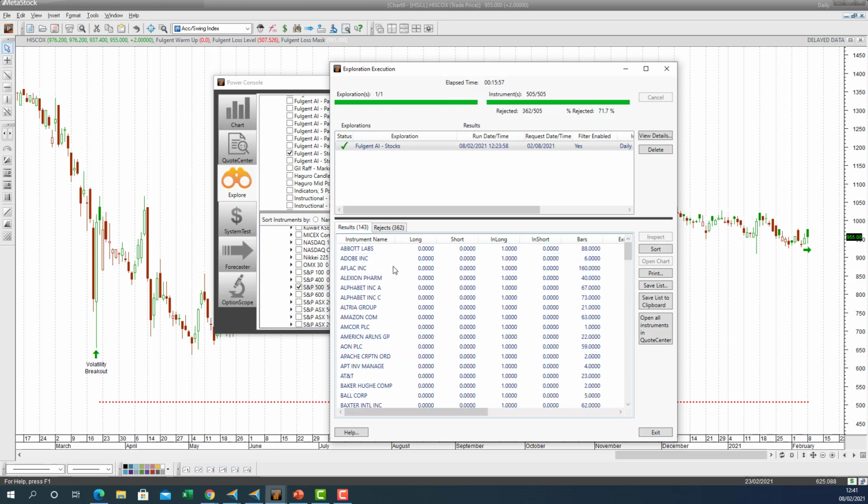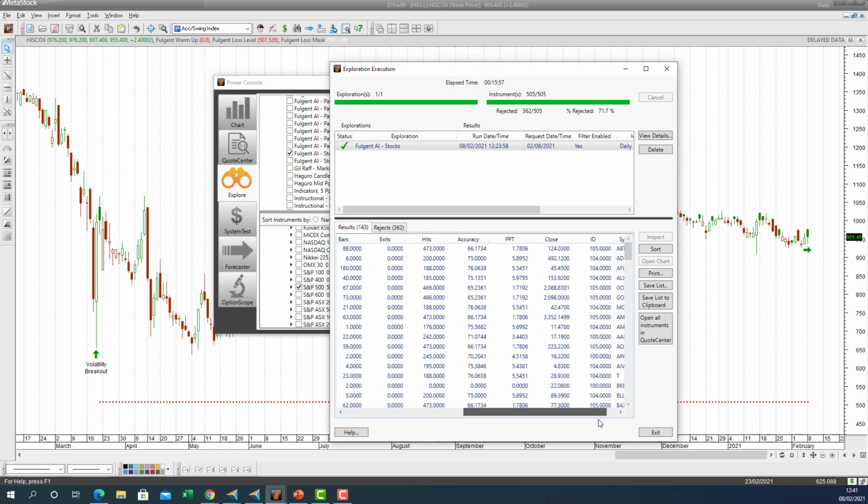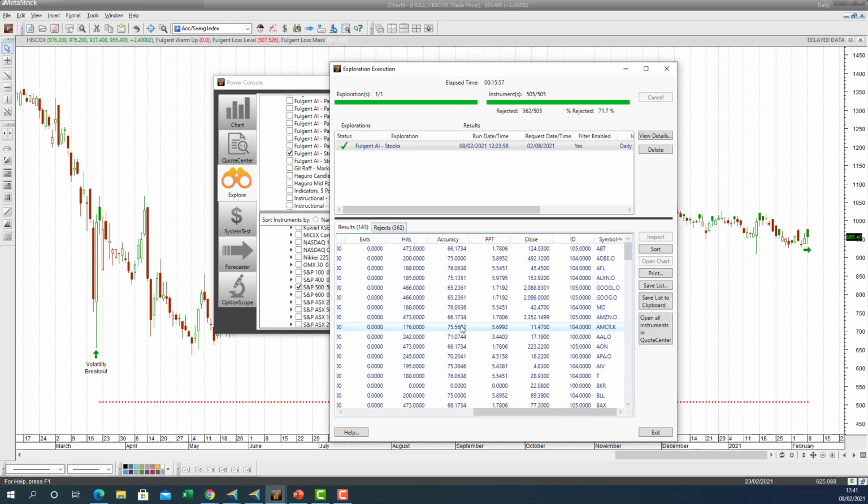And these are all the stocks where we have either a long or a short position from an artificial intelligence perspective. The bars here give the indication how old the signal is. 8 bars into the trade, 6 bars into the trade, 160, so we can sort these from high to low. What we can also see from this scan is how successful this particular strategy is.